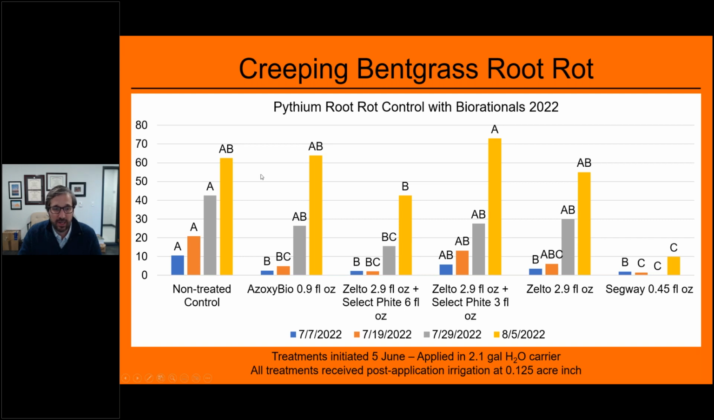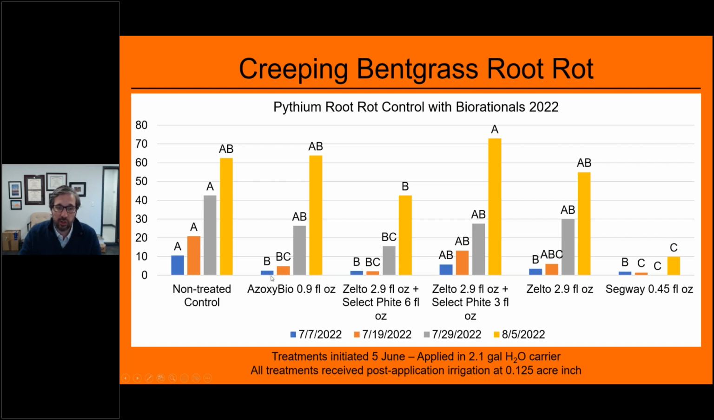And here you can see, on multiple rating dates with our treatments initiated on the 5th of June and applied throughout the summer, applying them very similar to the way that we apply our chemical applications. On the final rating date on August 5th, we had very high Pythium root rot. Here you can see 60% in our non-treated control, a little over 70 in this particular treatment. Very high development. And we did see a little bit of a breakdown with our treatments, whereas our Segway held up pretty strongly in terms of reducing disease.